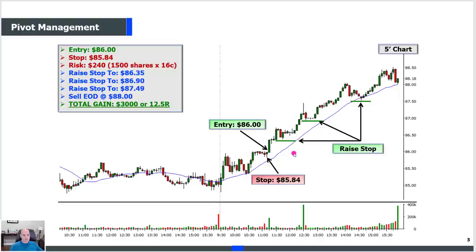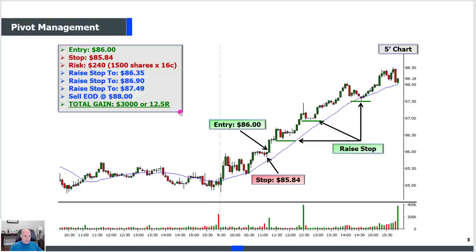But here's the thing, okay? If your management is predicated upon pivots, which means every once in a while, not all of the time, you'll get a monster winner, this would be what I would consider a monster winner. 12 and a half R or 12 to 1 risk to reward, reward to risk is fantastic. You don't get these trades that often, right? So what if you got out right over here for maybe 2 to 1 or 3 to 1? Well, you gave up 10 to 1, didn't you?